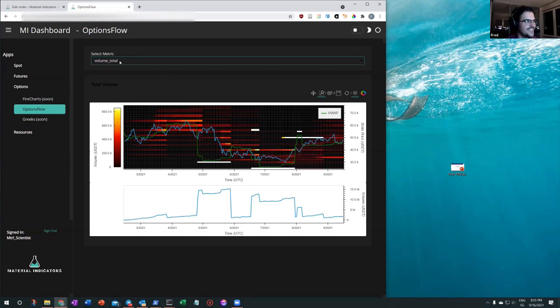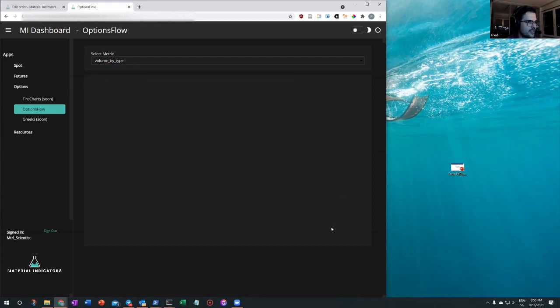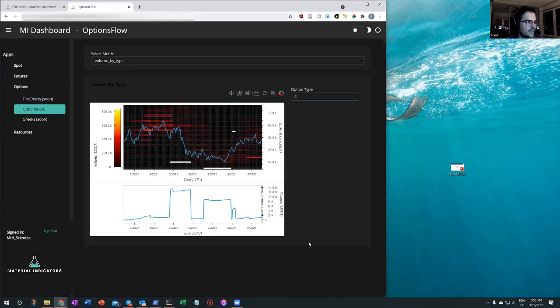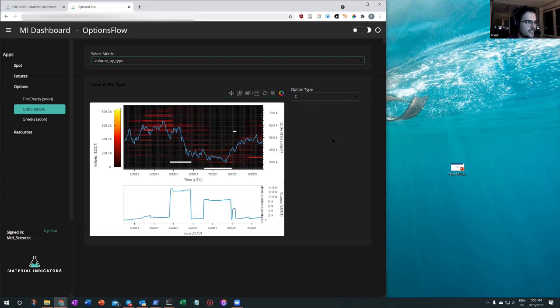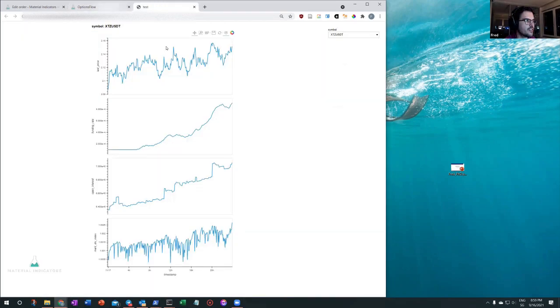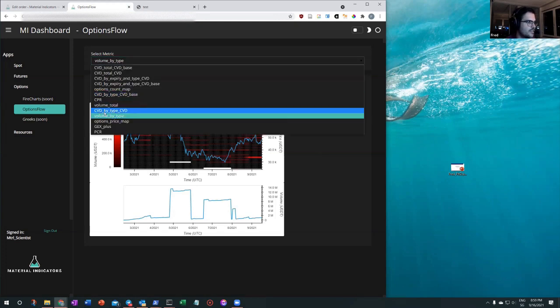Yeah. And by the way, you can also subdivide the volume by type, so you can see where did the volume come from? Did it come from call type options or put type options? And in this case, it's also pretty indicative. Anyway, the focus for today's meeting is looking at these metrics.